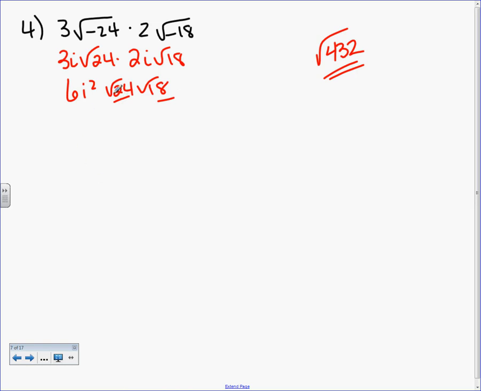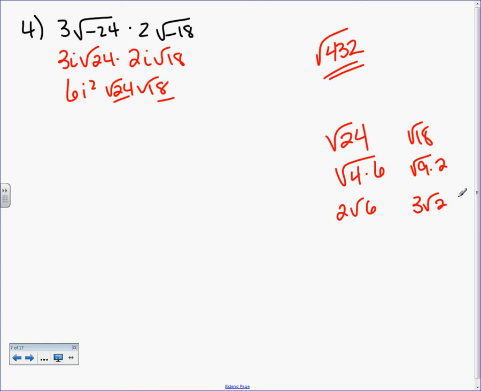So I'm just going to deal with 24 right now. Go back to Algebra 1. What's the highest perfect square that goes into 24 evenly? 4 and 6. So that's 2 root 6. Is everybody okay? You try the 18. What and what? 9 and 2. So you get 3 root 2.